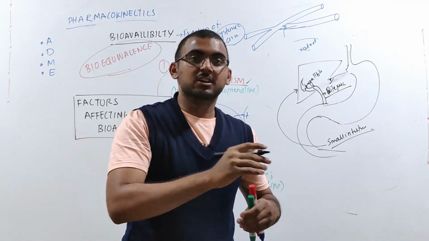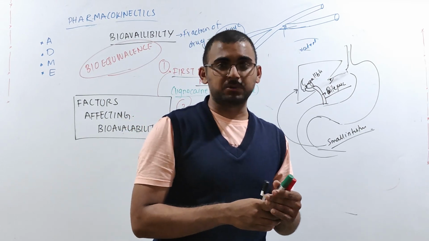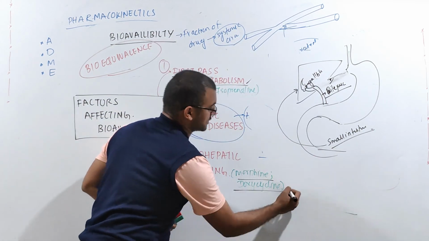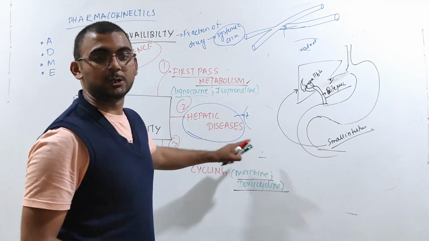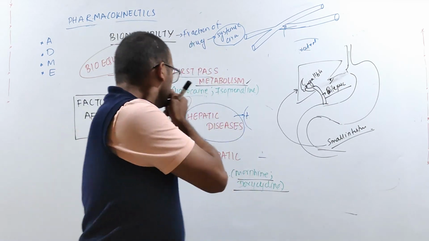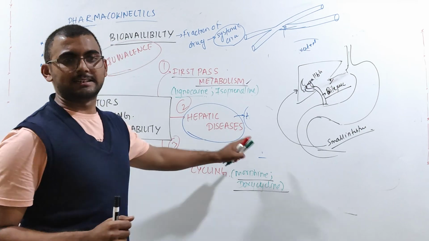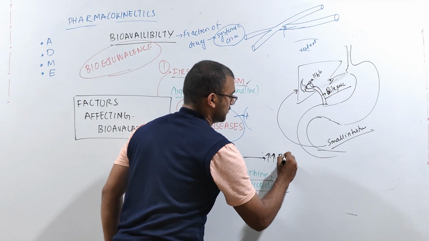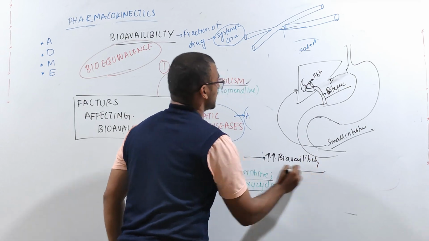So for those drugs in which we require, like some drugs are there which will help us in providing the prolonged action. Like your morphine is there, doxycycline is there. They have this enterohepatic cycling. So what is enterohepatic cycling going to do? It is going to increase the bioavailability. So I hope you are clear.